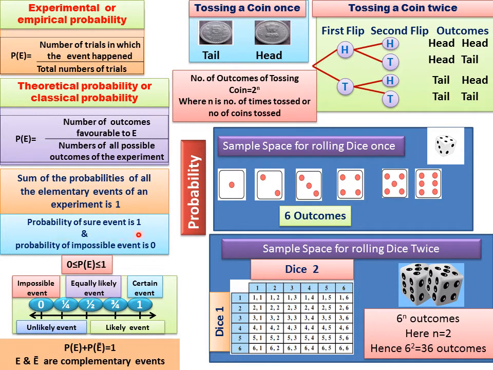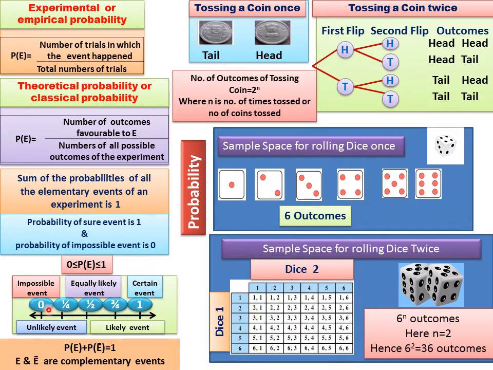Here, the probability of a sure event, that is a certain event which we are sure is going to happen, is 1, and the probability of an impossible event is 0. So the probability of an event ranges between 0 and 1; it may even be equal to 0, or equal to 1 also. That means I can say the probability of an event is greater than or equal to 0 and less than or equal to 1.